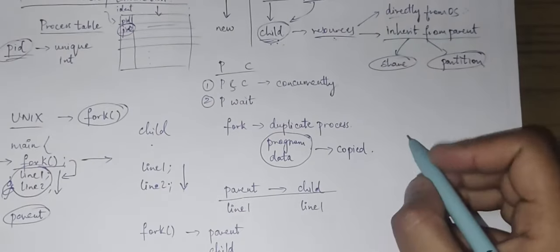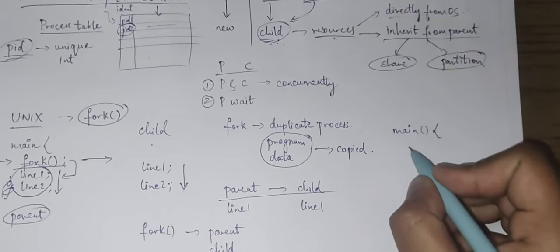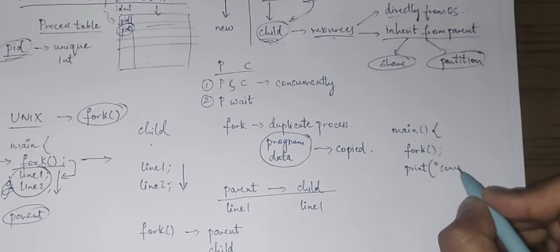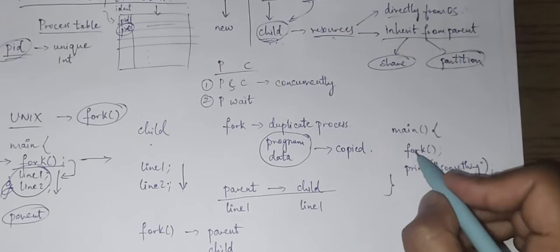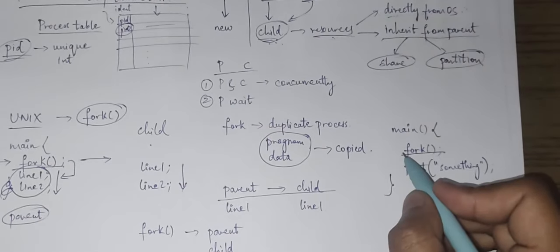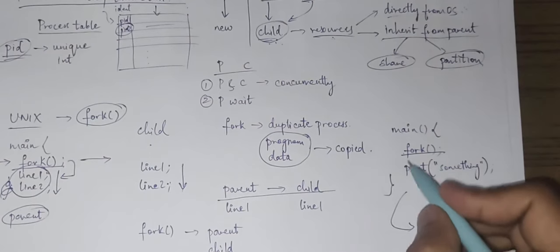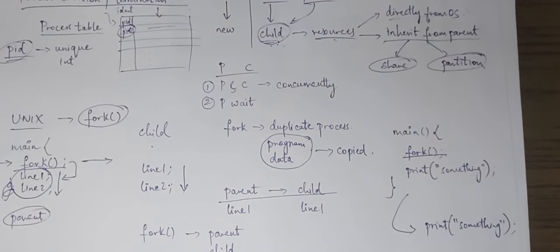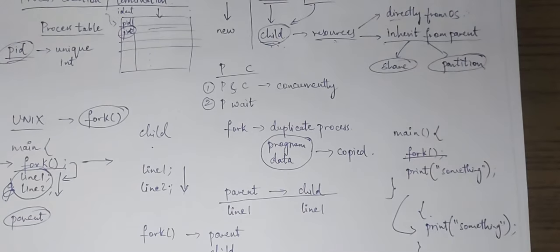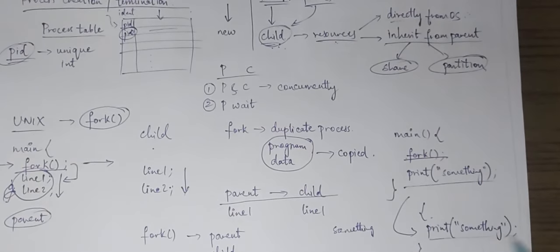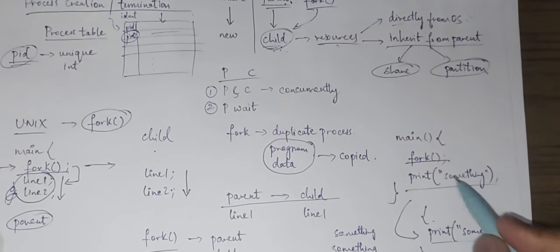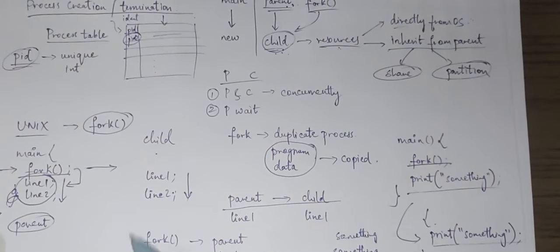Now, just to give an example of how this would work, let's have a main function. Here, let's say we call fork, and let's say we'll print something. Once this fork is called, this would be our parent. As soon as this fork is called, one more child process is created, and it would have this line to execute: print something. Now the parent might run first or the child might run first. Assuming the parent runs first, it will print something. Once the parent is done, the child will run, and it will also print something. So once the fork call is made, you would see something get printed twice. This is how fork could work.